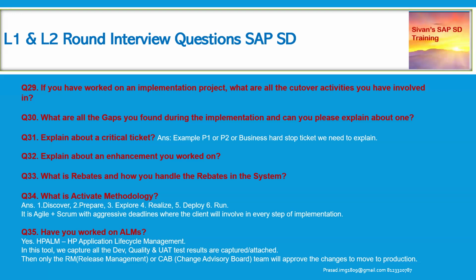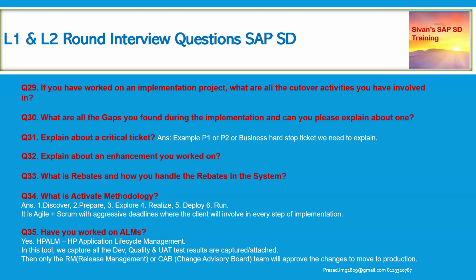Question number 30. What are all the gaps you found during the implementation, and can you please explain one? Whenever standard SAP does not fit to meet the requirements using the standard transaction codes, then we need to explain about the enhancement. For example, while creating the sales order, the system should automatically propose a pop-up message that item proposals are available or listing and exclusion is in place.